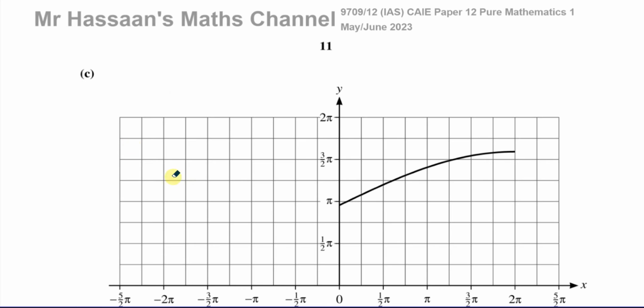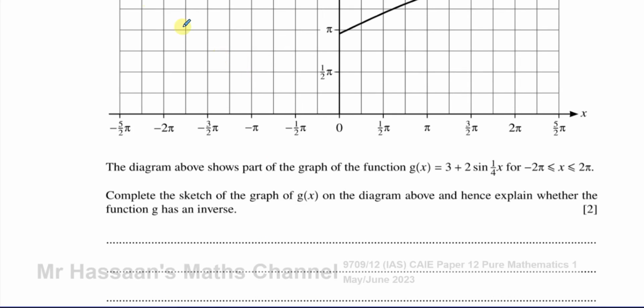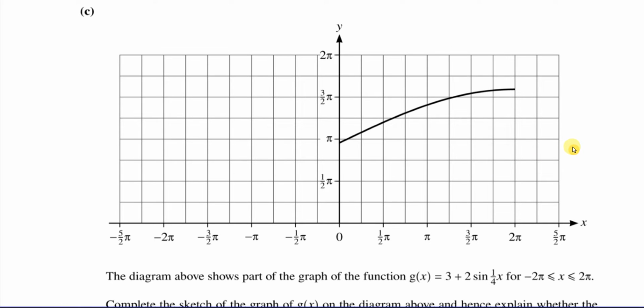Now for part C. It says here, the diagram above shows part of the graph of the function g of x equals 3 plus sine a quarter x for minus 2 pi to 2 pi. So it's shown a part of it. It hasn't shown the whole of it. Complete the sketch of the graph of g of x on the diagram above and hence explain whether the function g has an inverse. So now we have to go all the way back to negative 2 pi. To be sure, what we could do is plot some values in here and see what happens.